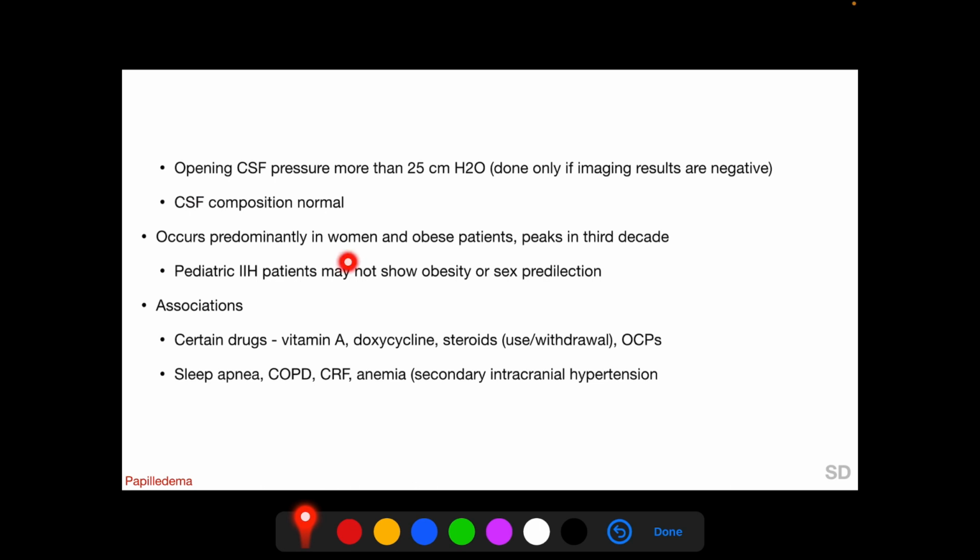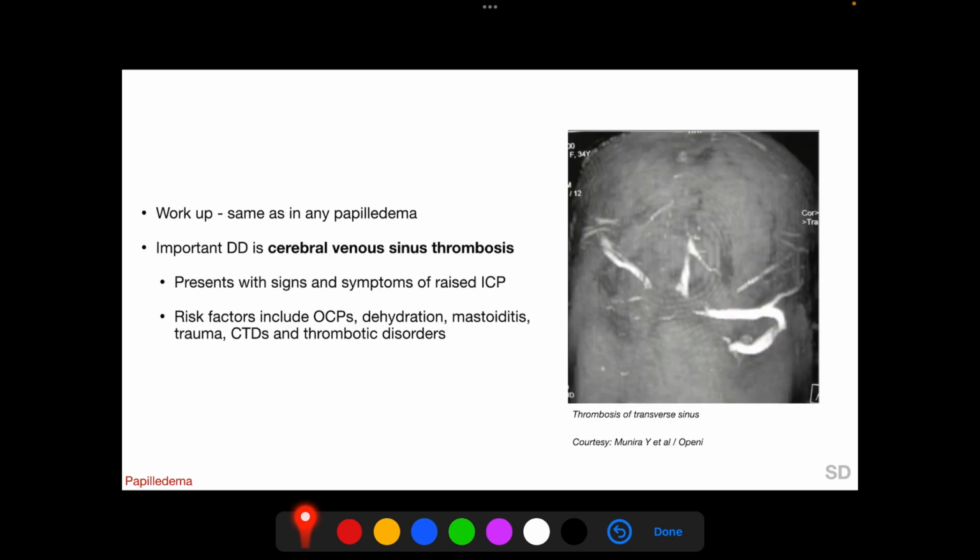IIH occurs predominantly in women and obese patients, and it is found to peak in the third decade. Pediatric IIH patients may not show obesity or sex predilection. So intake of certain drugs can cause IIH, like vitamin A, very important, doxycycline, very important, and steroids, both their use and withdrawal, and OCPs, very important. IIH has also been shown to be associated with sleep apnea, COPD, that is chronic obstructive pulmonary disease, chronic renal failure, and anemia. And in these situations, it is sometimes called secondary intracranial hypertension.